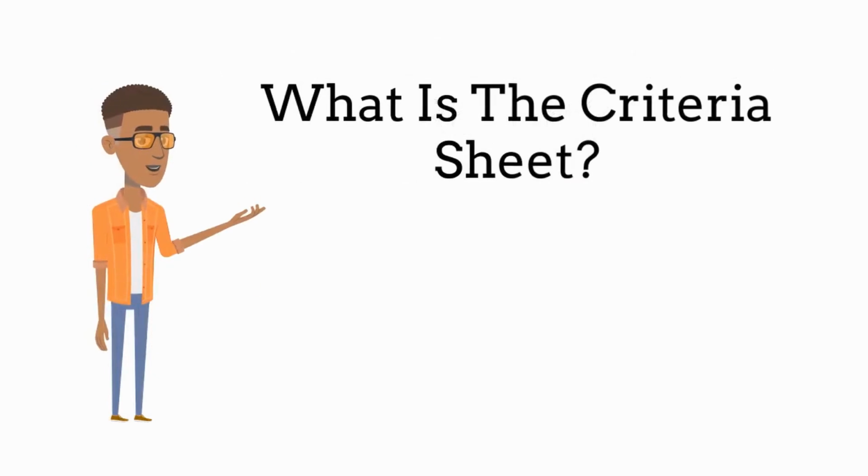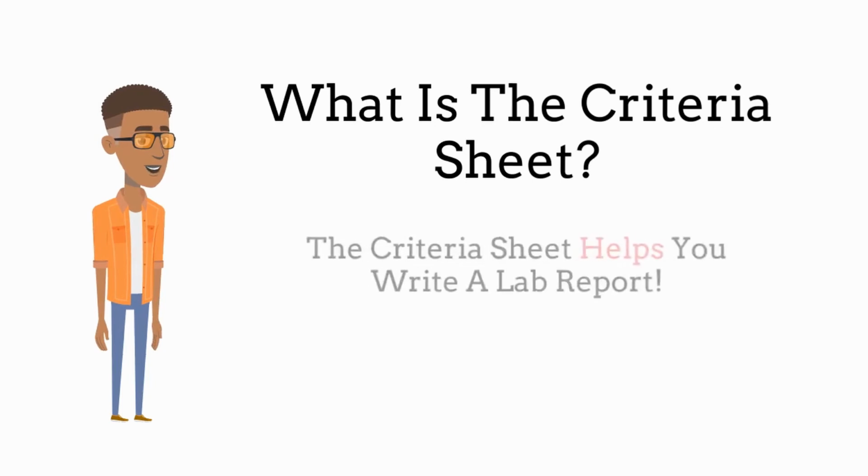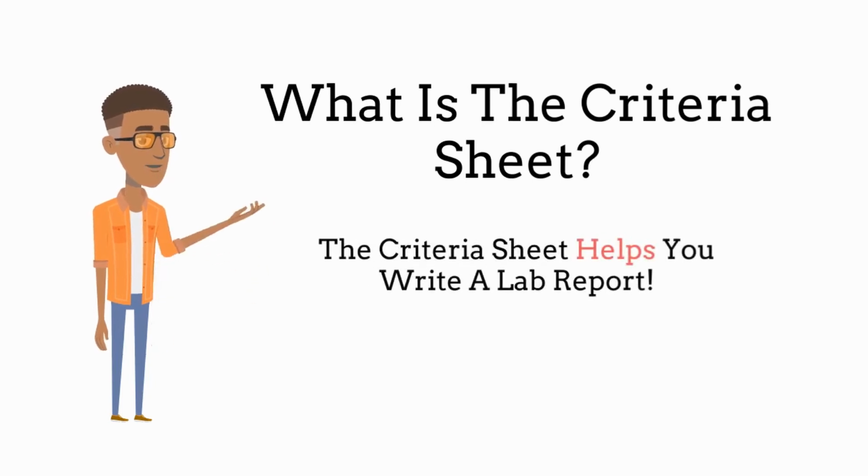The criteria sheet. At the beginning of any lab report assignment, you will always be given a criteria sheet. If you aim to get a high grade on your lab report, I strongly advise looking over the criteria sheet. This video will not specifically go over the criteria sheet. However, when we start talking about how to write the parts of a lab report, we will make sure to thoroughly describe what the criteria sheet requires you to write to get a high grade.